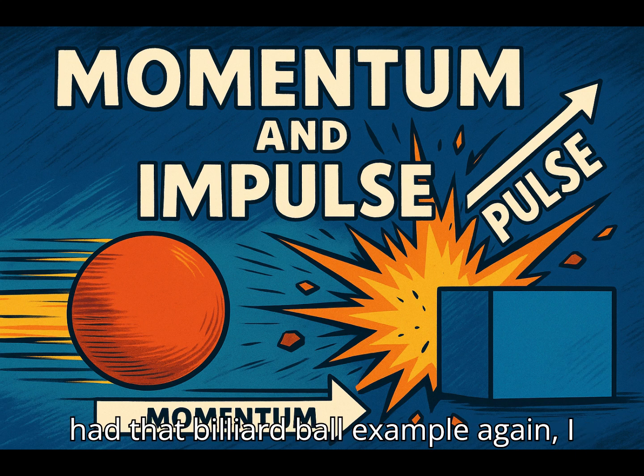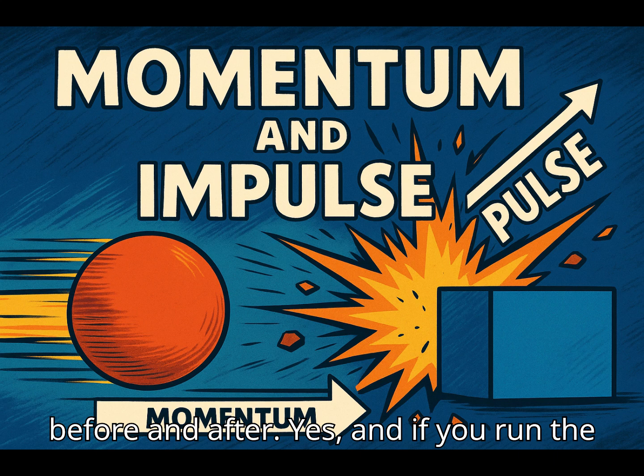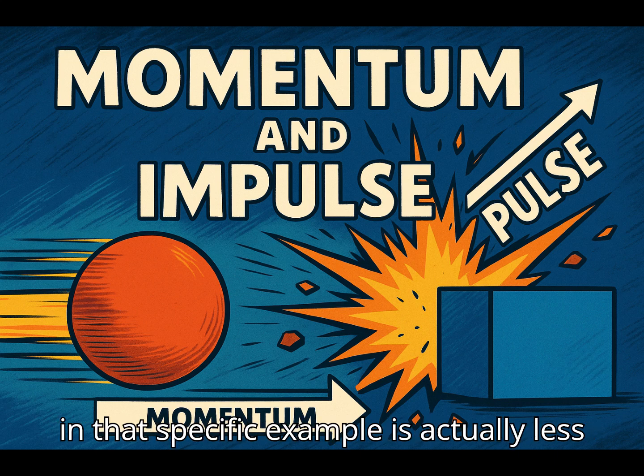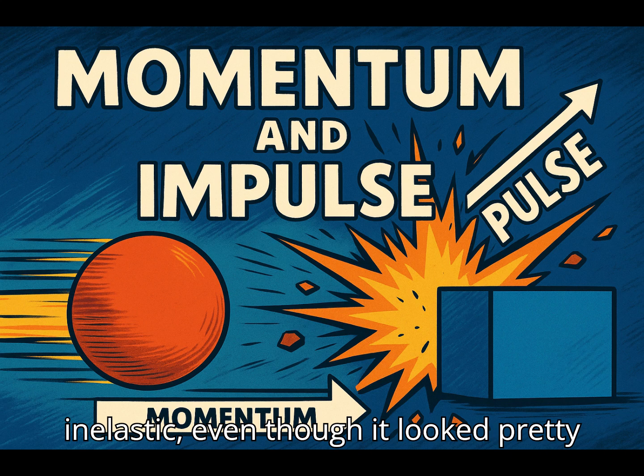The notes had that billiard ball example again, I think, where they calculated the KE before and after. Yes, and if you run the numbers, the total KE after the collision in that specific example is actually less than the total KE before. Proving it was inelastic, even though it looked pretty bouncy.